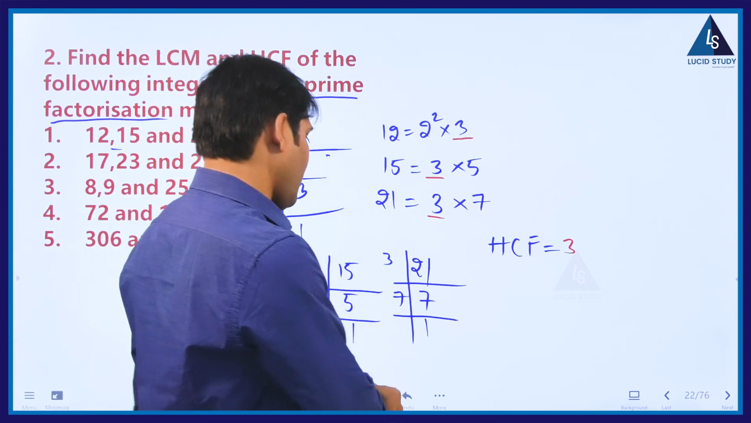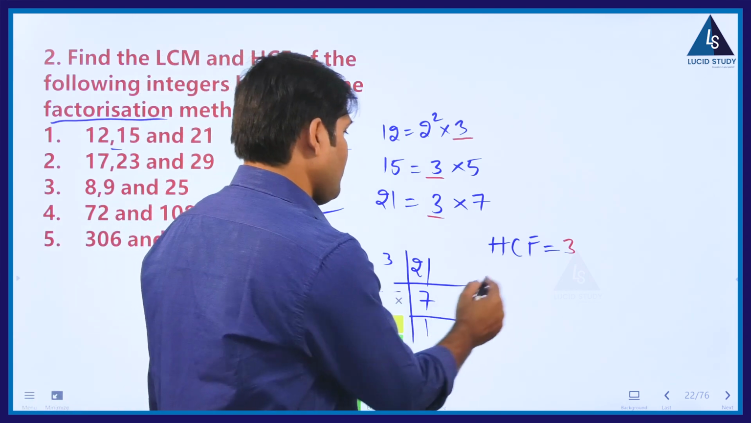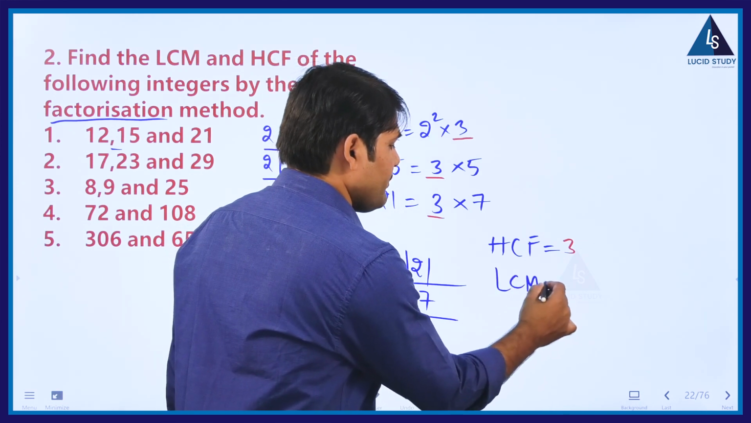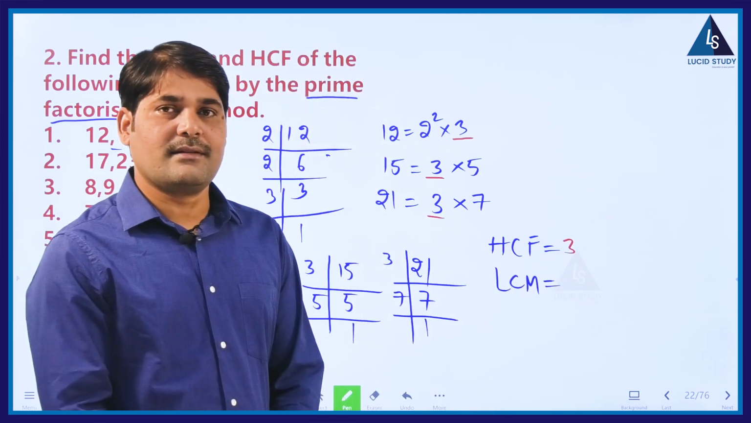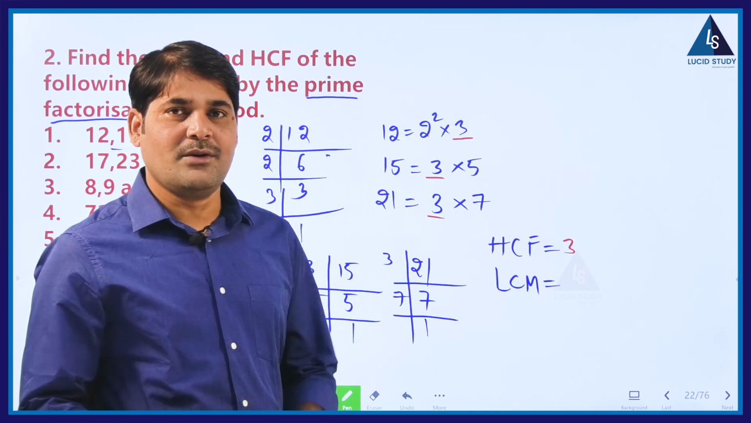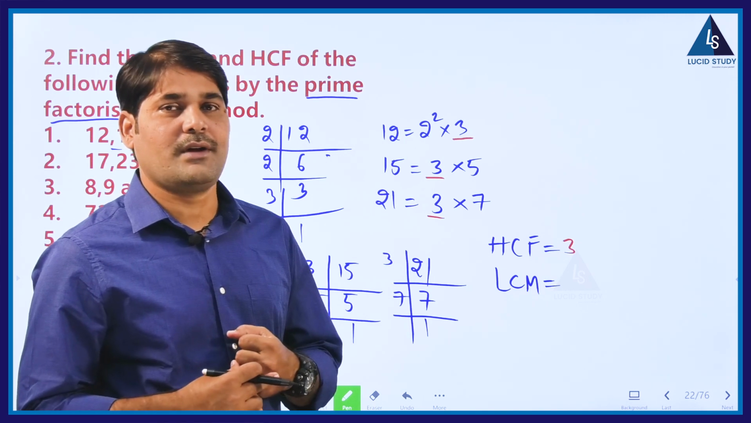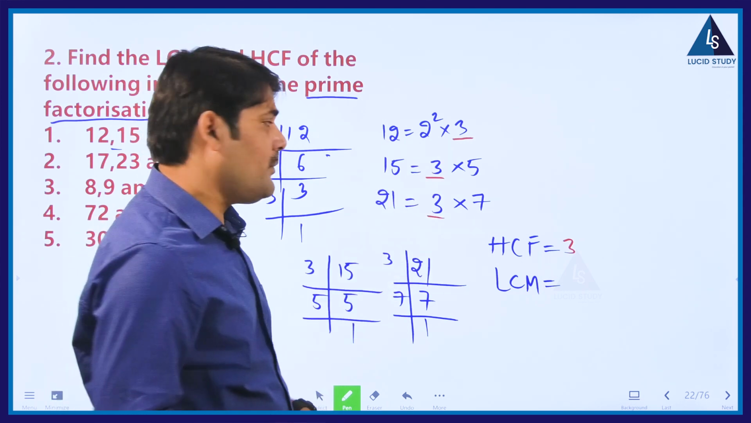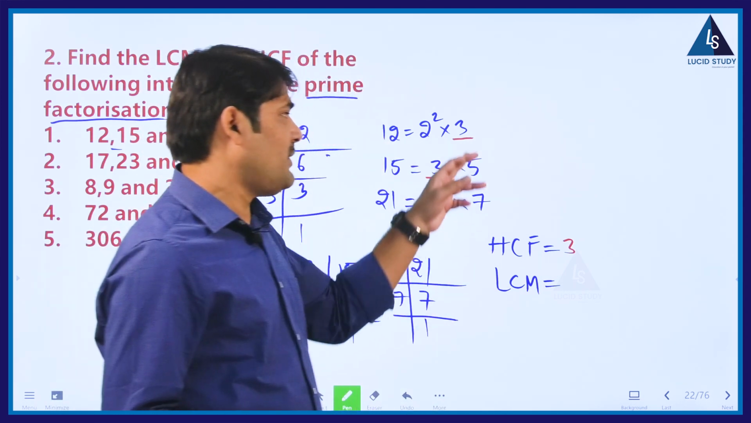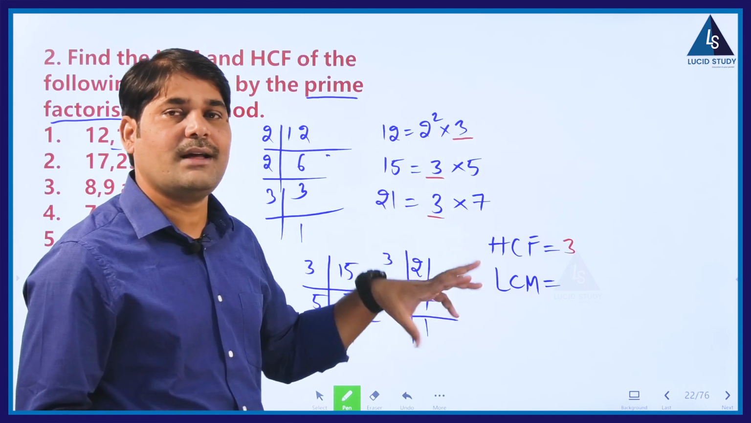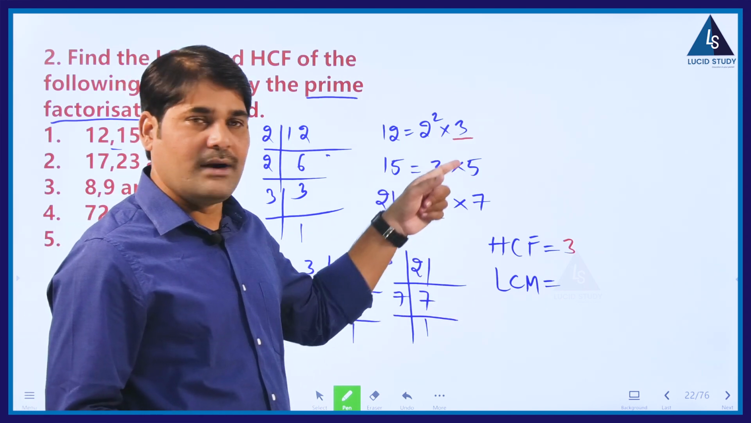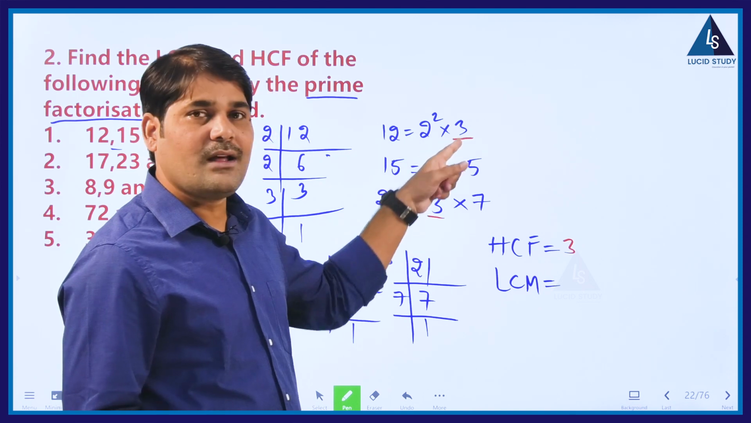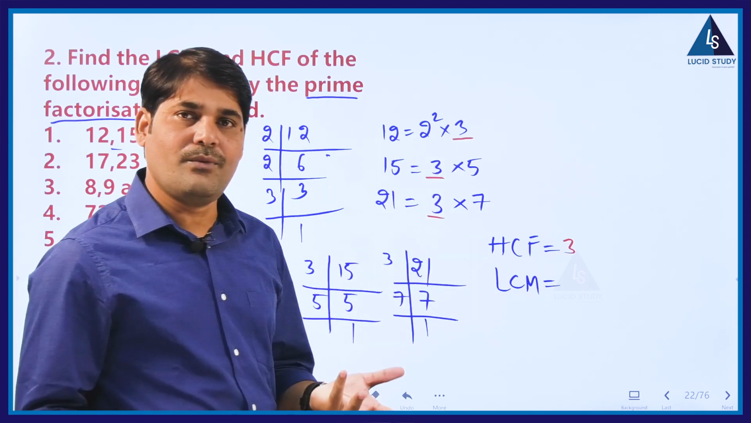Right? Similarly, for finding LCM we need to be careful here. LCM is equal to: first we will see what is common. Okay, so what is common? 3 is common in all. So 3 is common in all means what is the highest power of 3? We need to take the highest power in common factors for the LCM. What is the highest power here? All of them have 1 only. So the highest is also 1 itself.